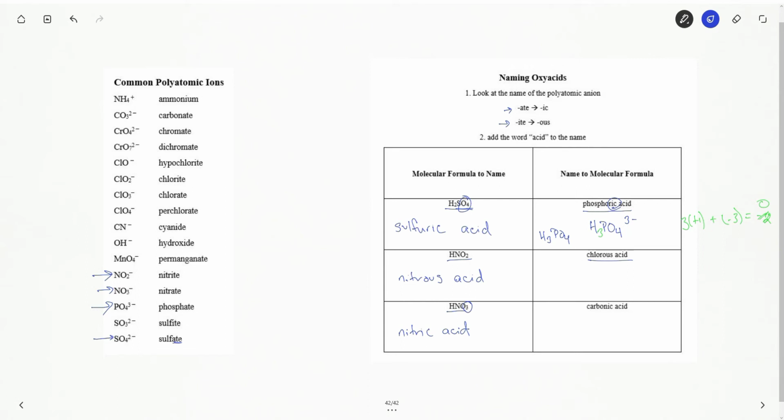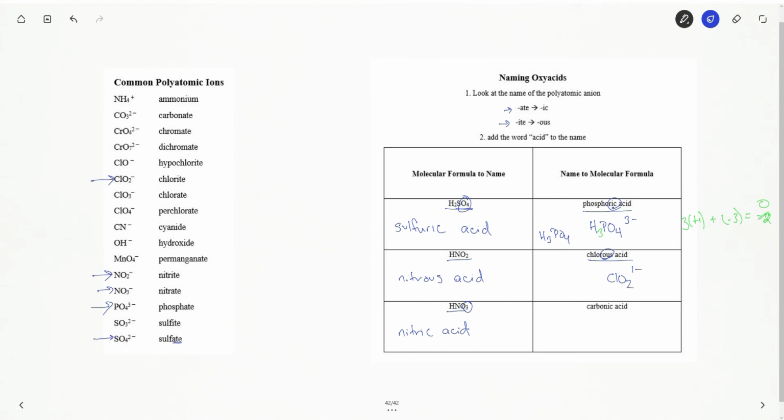Chlorous acid. Again, the acid is a tip-off that I'm using my acid rules. There's no hydro prefix. I must be using my oxyacid rules. So I take a look at this OUS ending, and I know that it came from the polyatomic ion that ended in ITE. So if I take a look at my polyatomic ions over here to the left, I want to find the polyatomic ion that ends in ITE. Here it is. Here is my chlorite. That is ClO2. It has a charge of 1 minus.